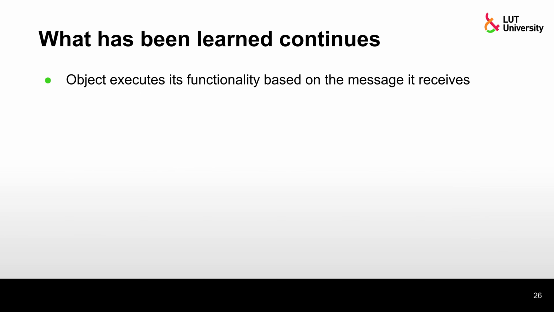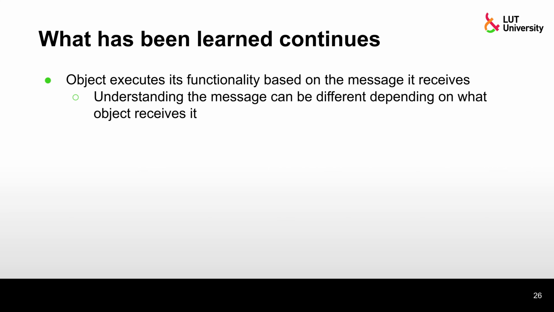An object executes its functionality based on the message it receives. So for example, we had this rocket that could launch. Only if it receives a message true, then it will launch. Otherwise, it will only test itself. And understanding the message can be different depending on what object receives it. So, of course, different objects will work differently based on the message they receive.